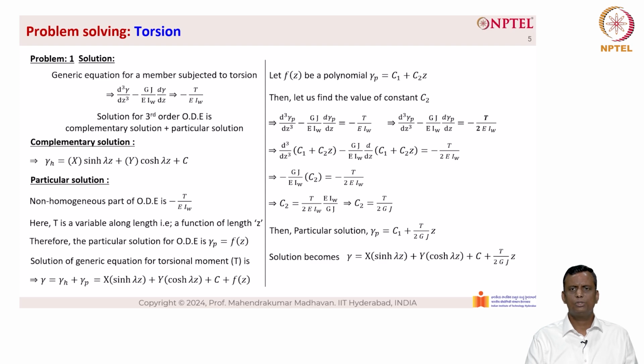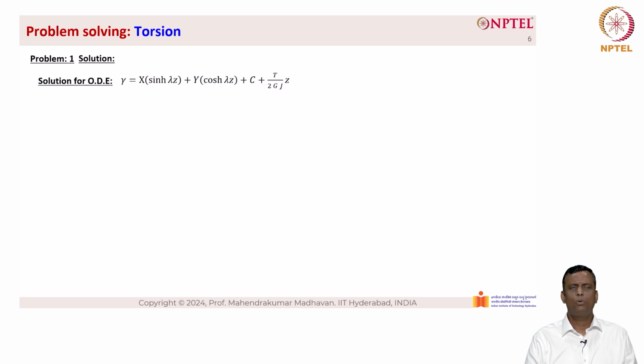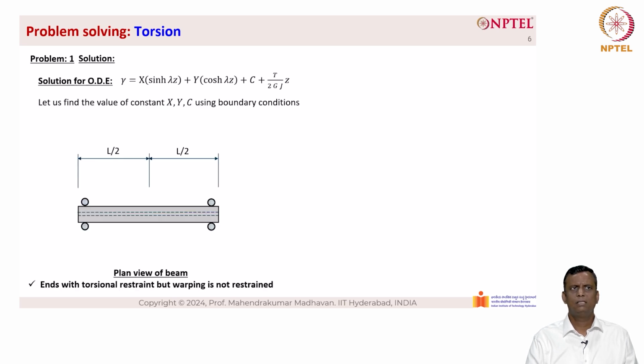So the entire solution becomes gamma equal to x into sinh lambda z plus y into cosh lambda z plus c plus T by 2GJ into z. Here the constants c1 and c are merged as c again, as you can see from the equation. So let us now find out the value of constants x, y and c using the boundary conditions. So the solution for this ODE is given as gamma equal to x into sinh lambda z plus y into cosh lambda z plus c plus T divided by 2GJ into z.